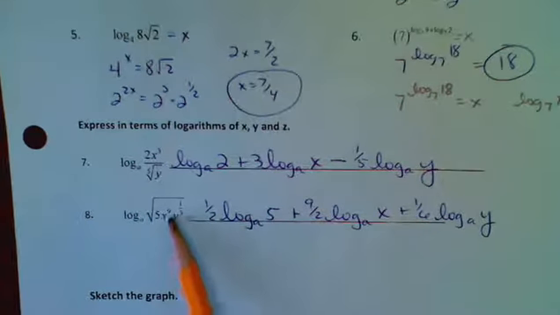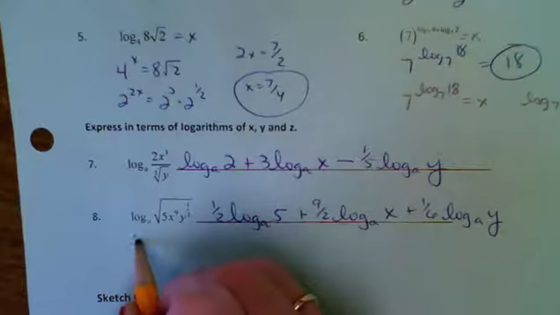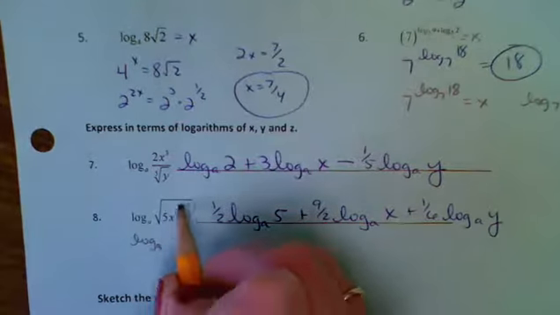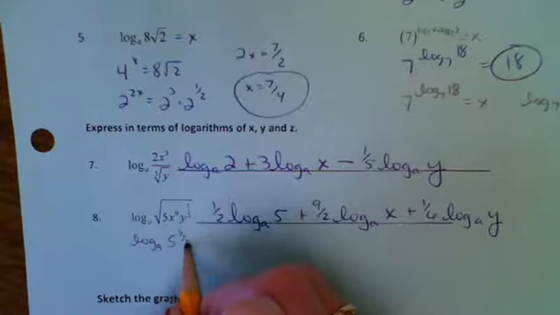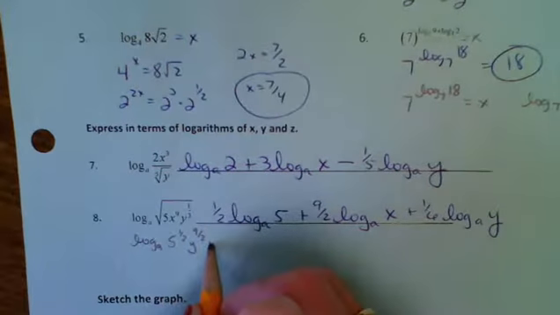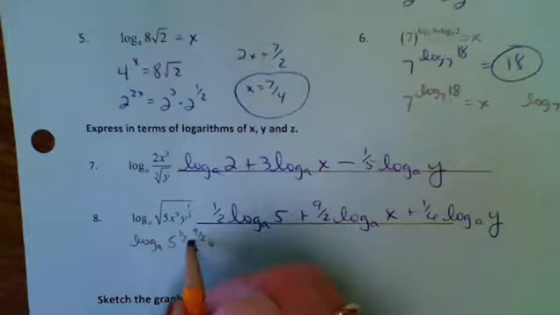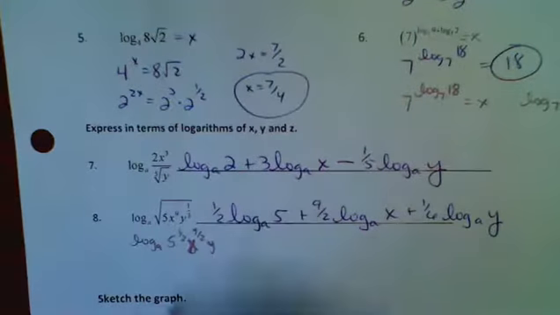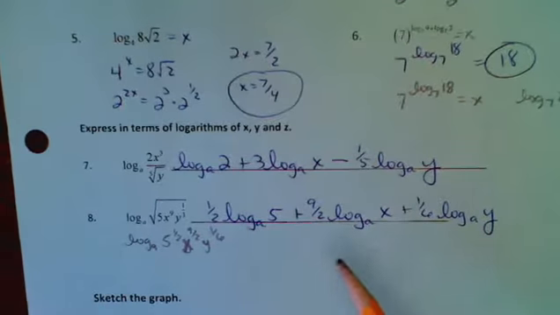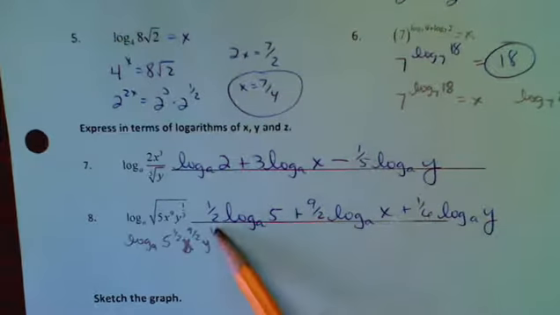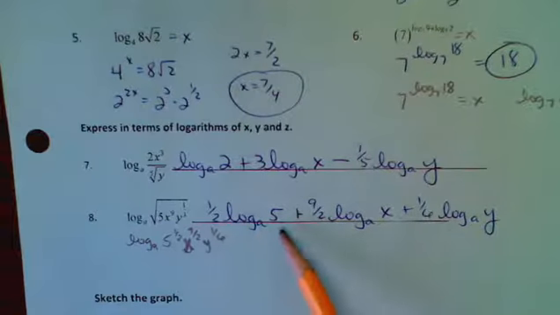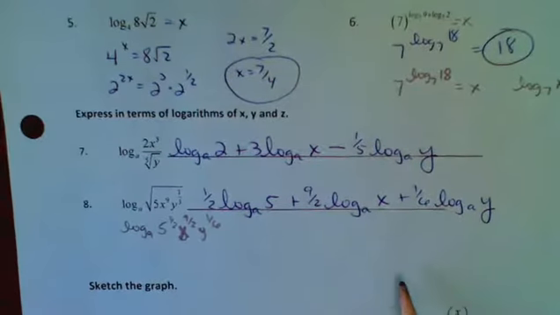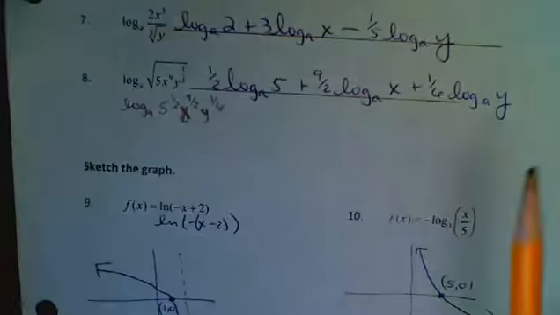Same with this one. And again, what we did the last time is we said, let's just rewrite this as 5 to the 1/2, x to the 9/2, sorry, and then y to the, if you have 1/3 raised to the 1/2, that's going to be y to the 1/6. A power to a power, you multiply the exponents. Then it's easier to expand it out to get 1/2 log 5 and 9/2 log x and so on. Okay? All right, the graphing ones.